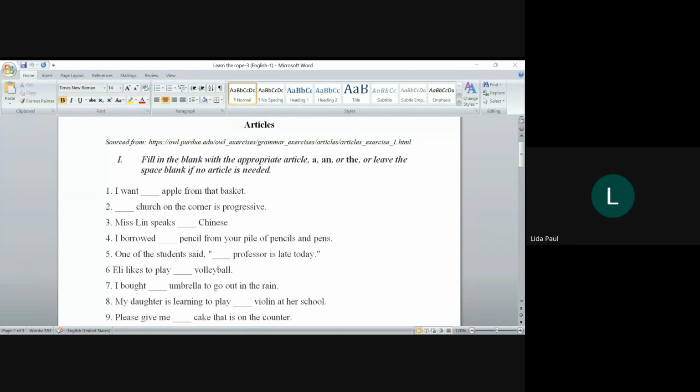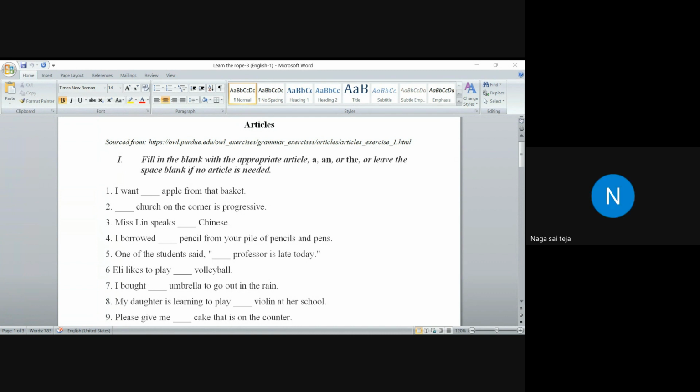Ma'am, third one. Ma'am, we are specifying the corner, so we can have "a" church on the corner. Because a church on the corner is progressive. No, that doesn't give you any meaning. "A church on the corner is progressive" is a grammatically wrong sentence.